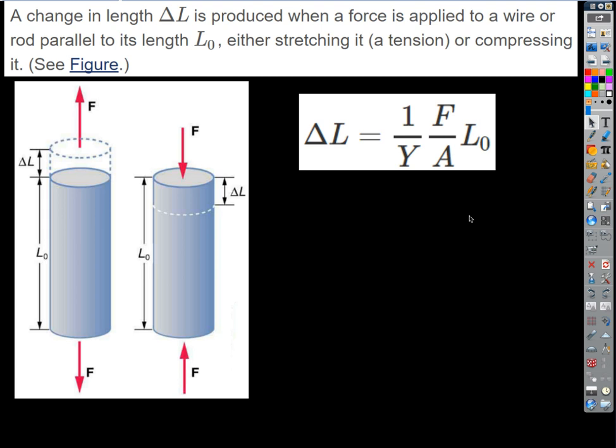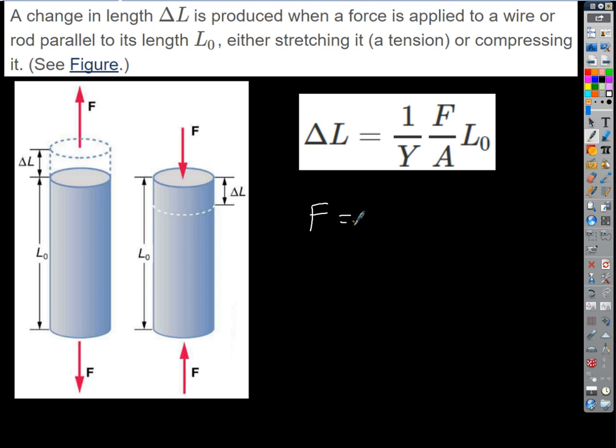What do you think L naught, or L sub 0, is? Initial length. Yeah, there you go, initial length. So if we wanted to turn this around a little bit, let's solve this for F, just so we can compare it to Hooke's law as we wrote it. If I solve for F, it's going to be by itself on one side. On the other side, I'm going to have some constant times delta L, right?